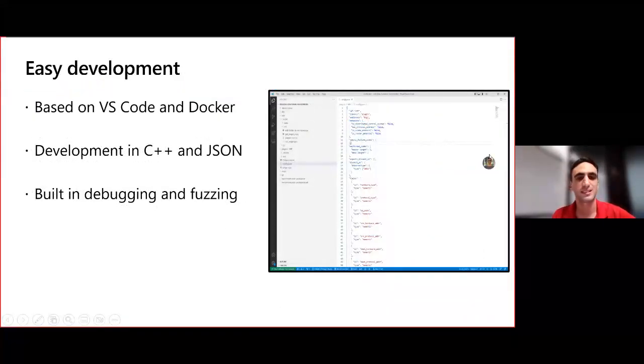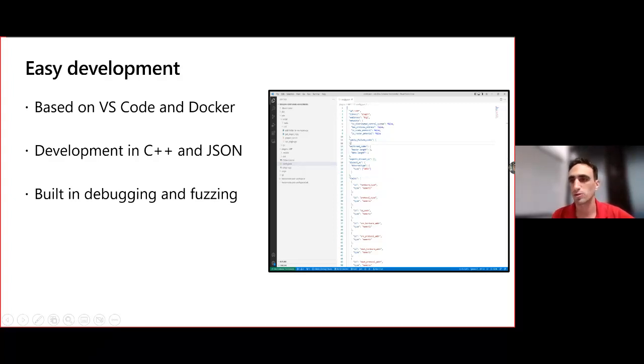The development is done in VS Code and is based on Docker. So if you have VS Code on your computer and Docker running, we can share with you the Docker container that has the whole ODE, the open development environment, inside. The development is done in C++ and JSON. And there's also built-in debugging and fuzzing.